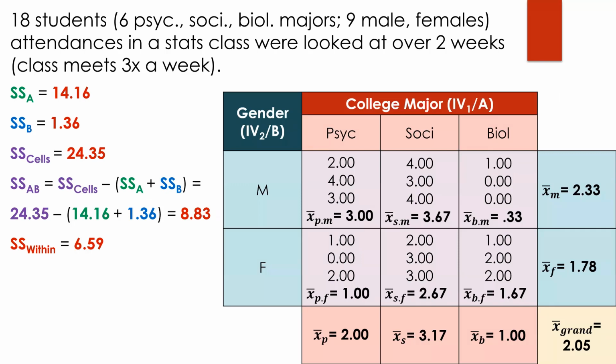So I went ahead and already calculated these for you. The equations for them are complicated and you don't really need to get bogged down with that. The software is going to calculate it for you anyway. I want you to focus more on the clearer calculations so you can actually see what's going on here. So we have our SSA, SS for B, and SS for the interaction, okay? Which is 8.83, and we have our SS within sampling error 6.59.